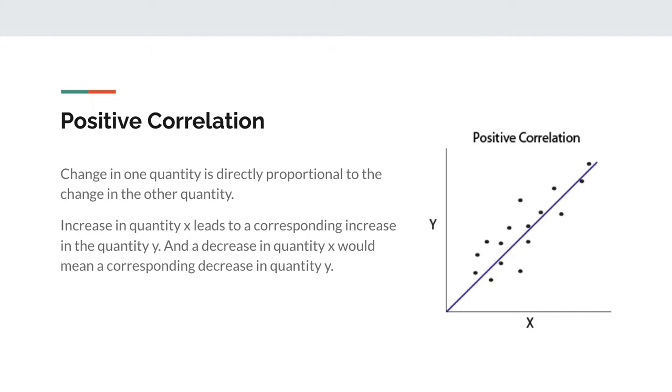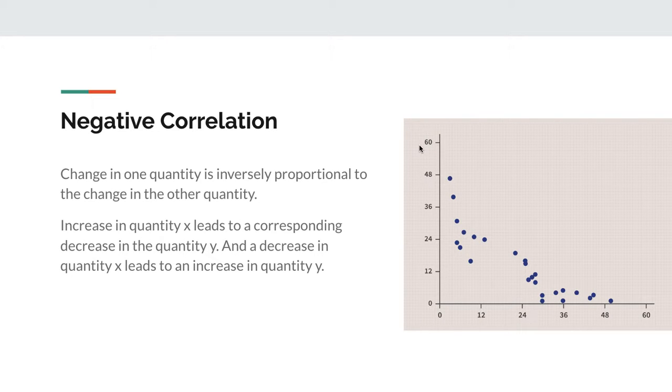Now, what is positive correlation? It basically means the change in one quantity is directly proportional to the change in the other quantity. In other words, if a quantity x increases, then it would lead to a corresponding increase in quantity y, and vice versa. Similarly, we can define negative correlation, wherein a change in one quantity is inversely proportional to the change in the other quantity. In this case, when quantity x increases, it would lead to a corresponding decrease in quantity y, and a decrease in quantity x would lead to an increase in quantity y.